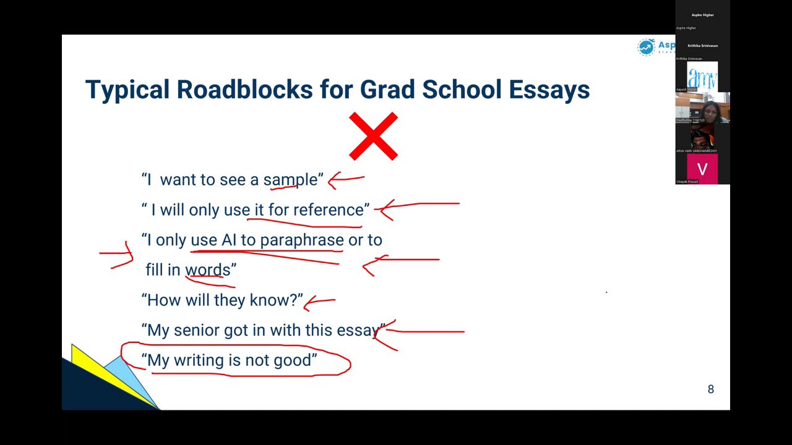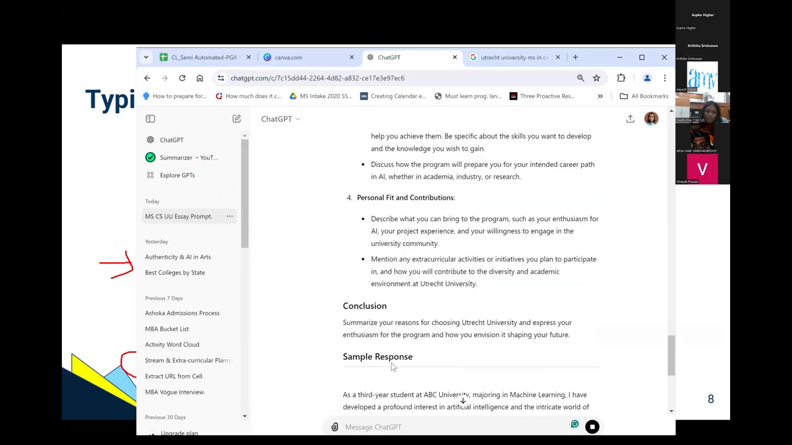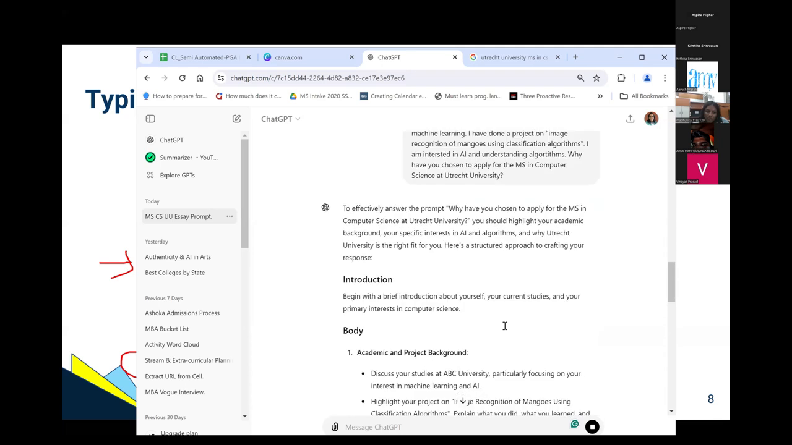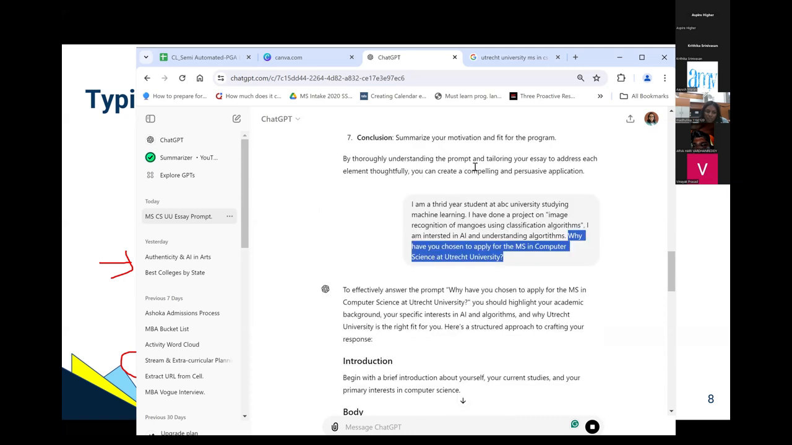All right, so these are some of the other roadblocks. Now look at it and tell me, is there any other roadblock that you think I might have missed out? Can you guys tell me what you think is a roadblock when you have to answer this very tough question, like, why did you choose to apply to this master's at Utrecht or something like that? What do you think are some of the other challenges that you might have?